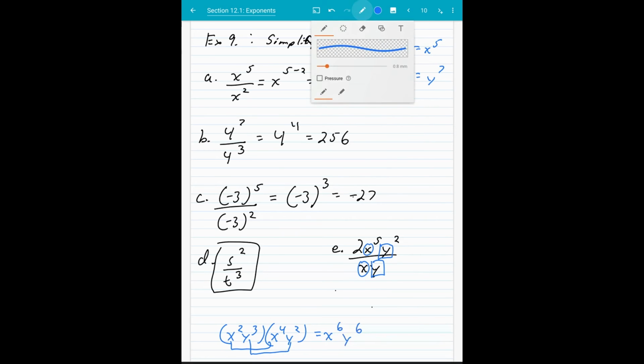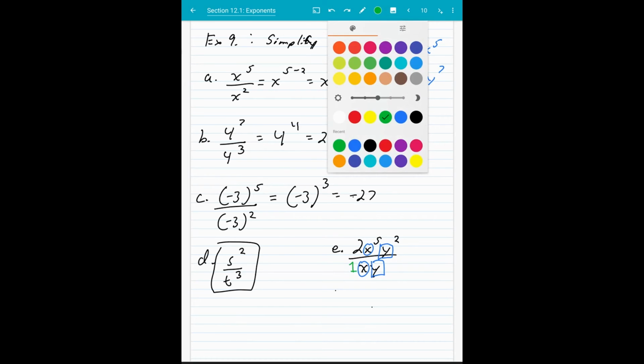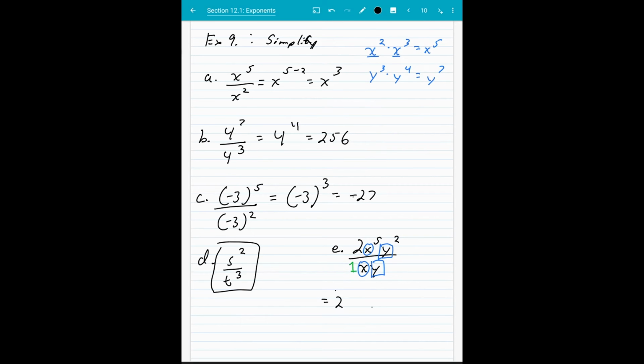Well, for this one, it's division, but we still want to do like numbers with like numbers. Right here, this number in the front is a 1. So we're going to go ahead and do 2 divided by 1 first. That would give us 2. x to the 5th divided by x to the 1 power would give us x to the 4th power. And then y to the 2nd divided by y to the 1st would give us a y.